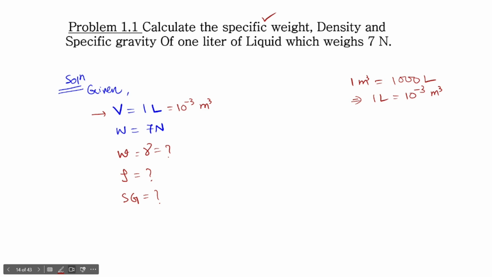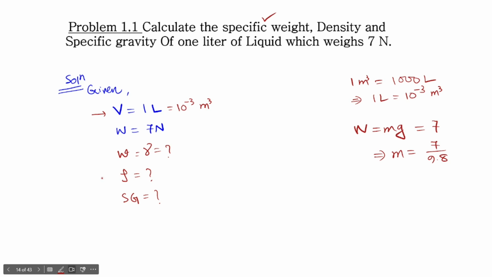I have converted the volume, and weight is already given in Newton, so I don't need to convert it to any standard parameter. Now see, the weight is given as 7 Newton. What do you know about weight? Weight equals mg, and this is equal to 7. So from here you can very easily find m equal to 7 divided by 9.8.